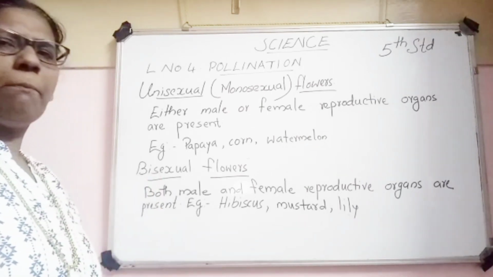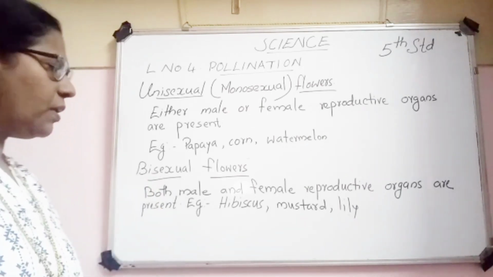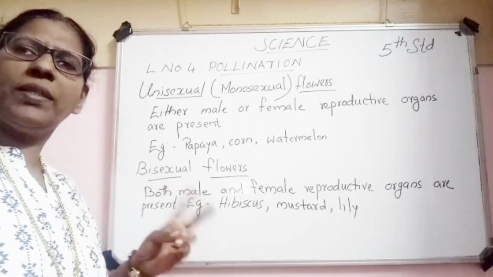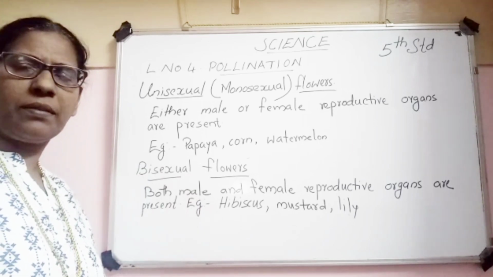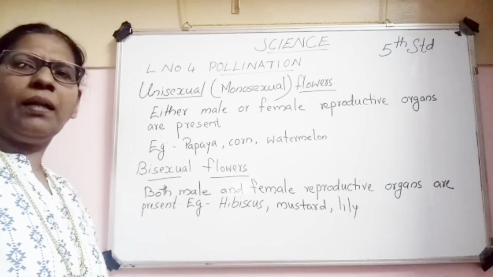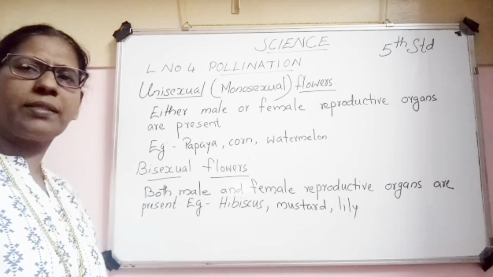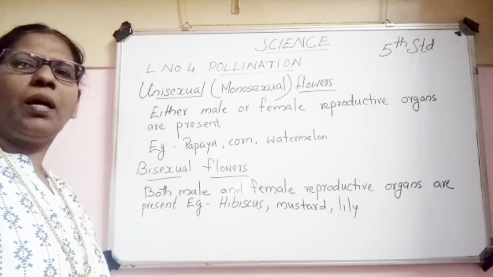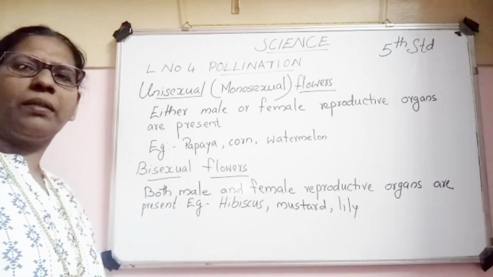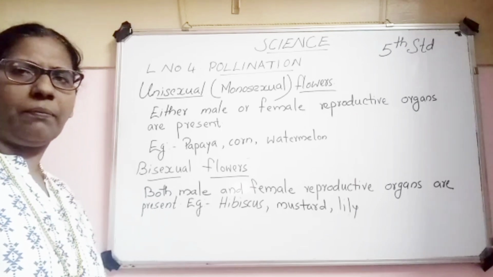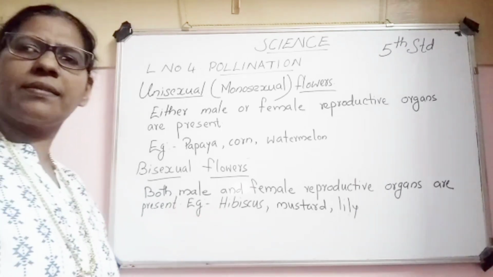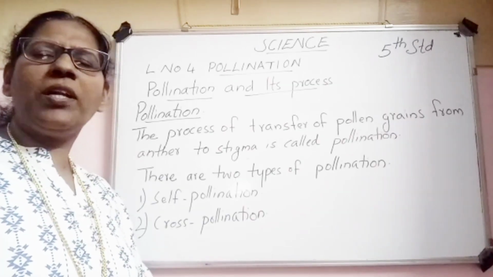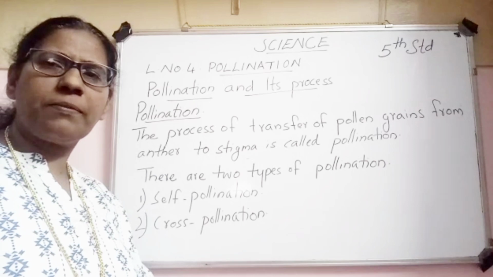The next one is bisexual flowers. The word bisexual itself says that both sex organs are present. Both male and female reproductive parts are present in that flower. That is why it is called a bisexual flower, otherwise a complete flower. Examples: hibiscus, mustard, lily. Now we'll see pollination and its process.